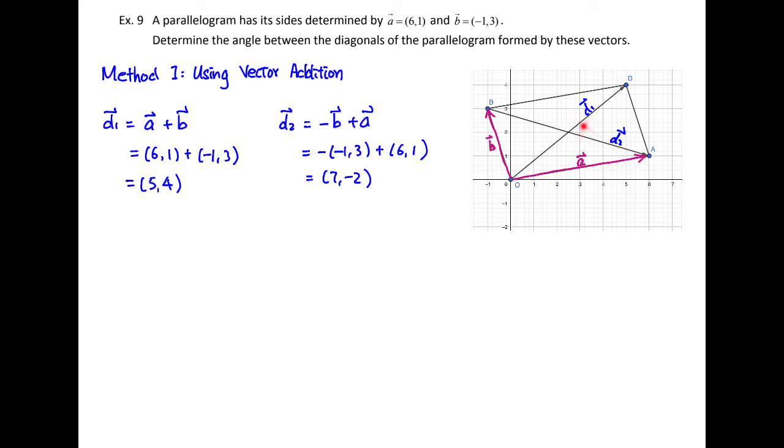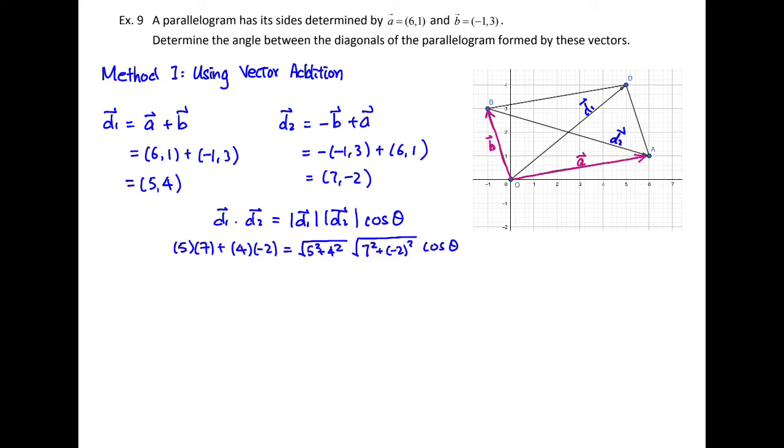The angle at the intersection of the diagonals will be the angle between the two diagonal vectors, because if you move the tail of diagonal 2 to the intersection point and move the tail of diagonal 1 to the intersection point, you will see the angle between those two tails will be the angle at the intersection of the diagonals. So let's use the dot product between those two vectors to find the angle between them.